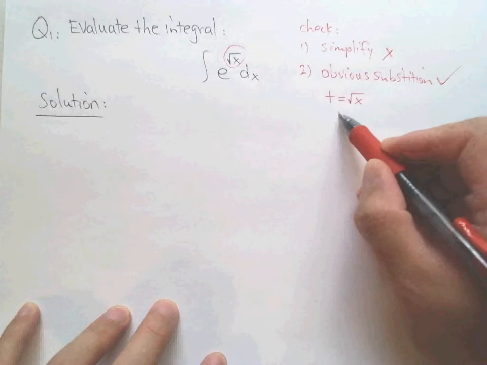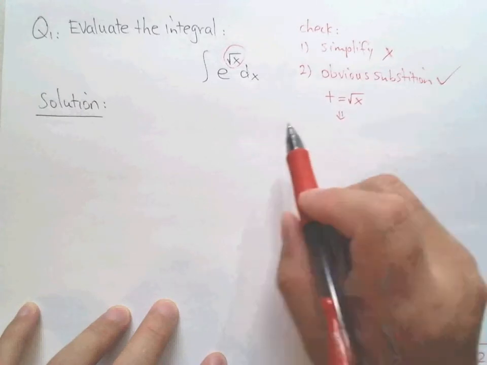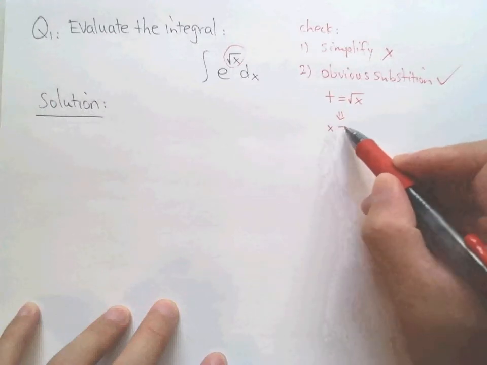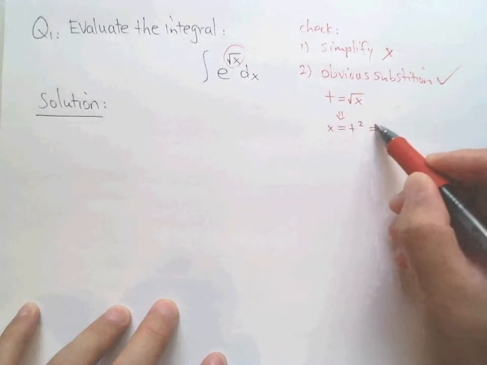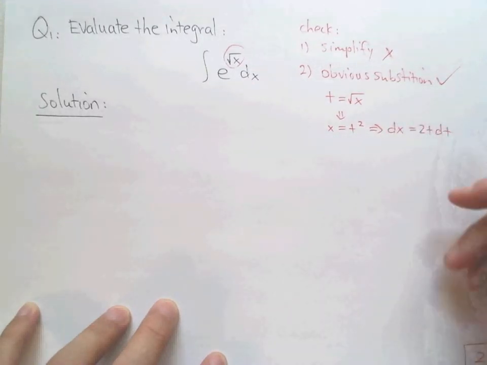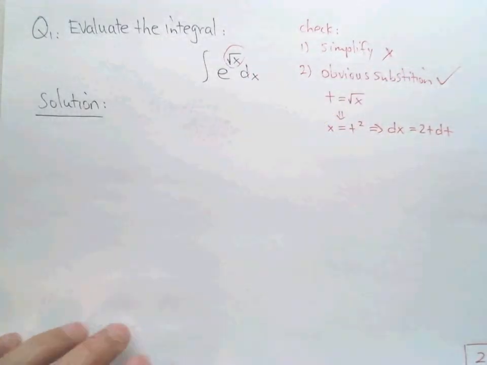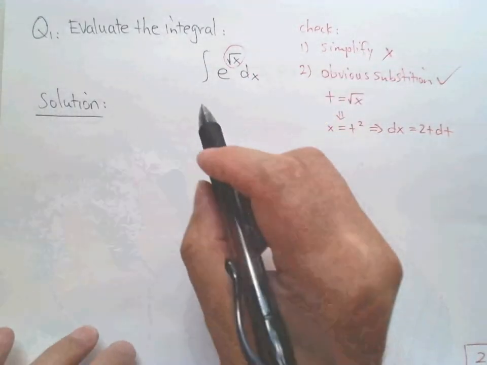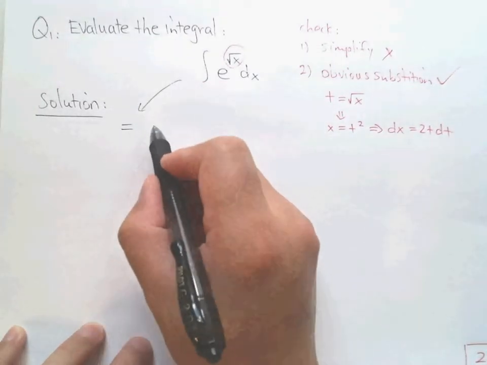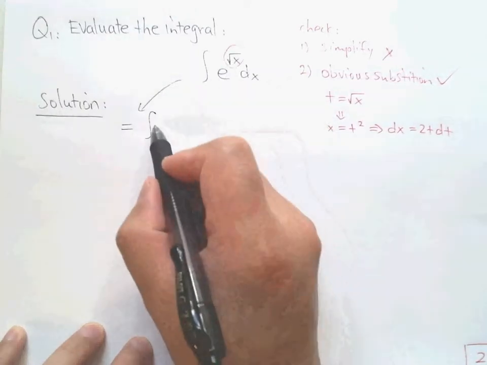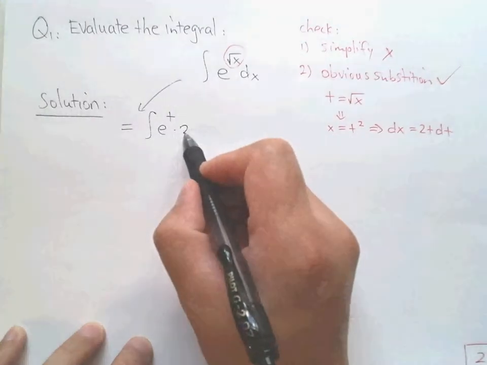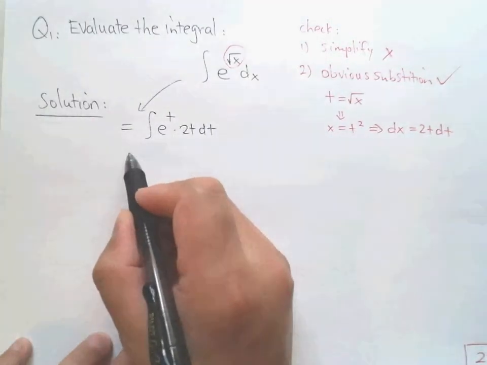Why? Because we're going to go step by step. We need the dx, right? Solve for x first. Square both sides, and we get x equals t squared. Then taking the derivative, dx is 2t dt. So we need to do this substitution. Then what do we have? The integrand goes to e to the t, and then dx goes to 2t dt. It's good. This is much simpler than that.